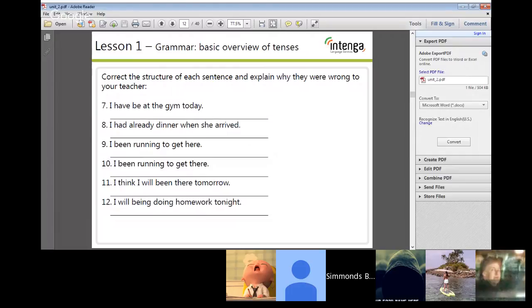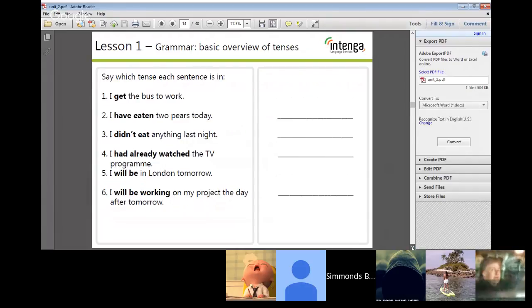I am going to be doing something in this specific moment or in the afternoon. Very good. Good teamwork here. Any questions about anything? If not, I'll continue on to the next page here. Okay. So it says, say which tense each sentence is in.